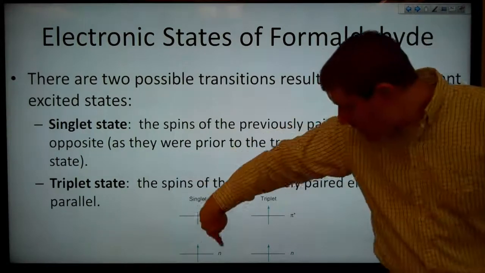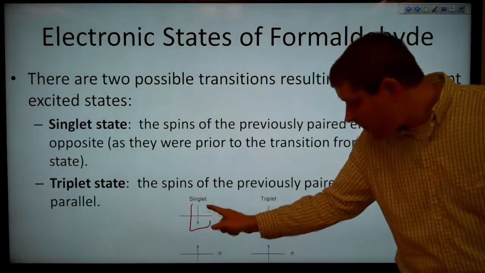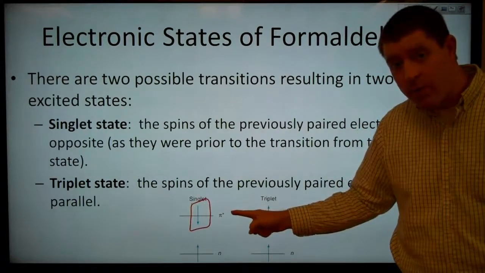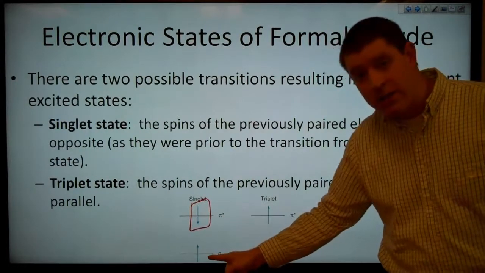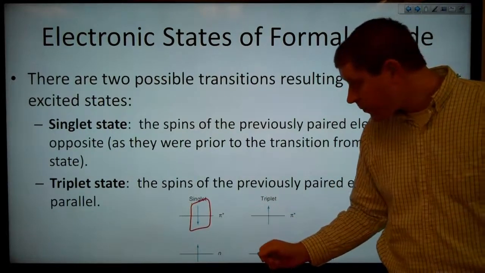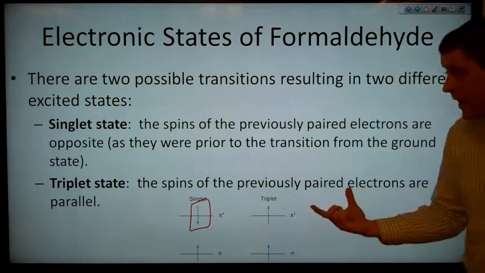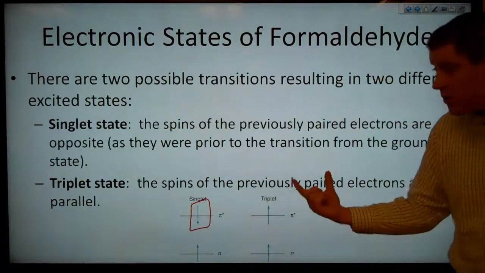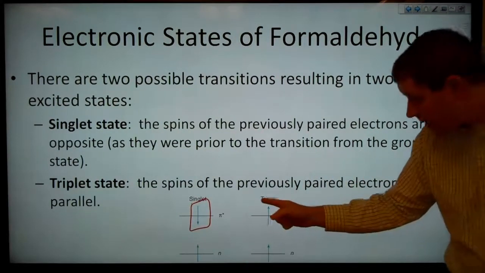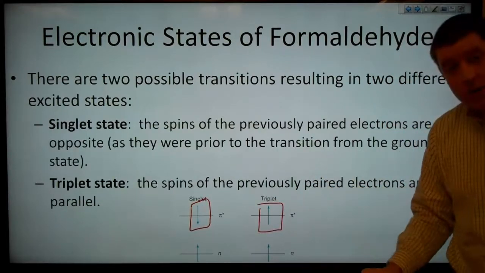So that's represented here, where we've moved this electron now from the n orbital up to the pi star orbital. But note, this electron still has spin up, that electron still has spin down, because if they were paired before, they had to have opposite spins. That second possible transition is to the triplet state, which is where the spins of the previously paired electrons are parallel. So now, this spin is up, and that spin is still up.